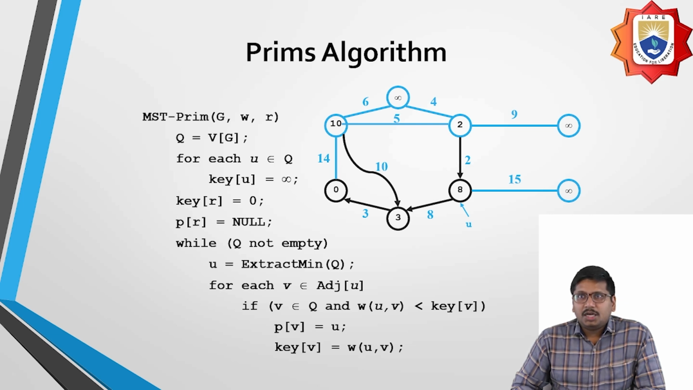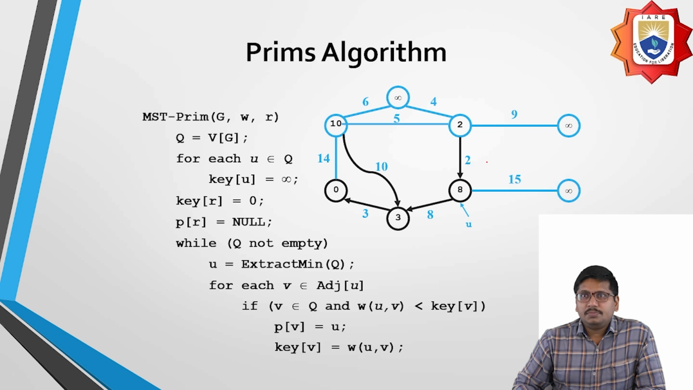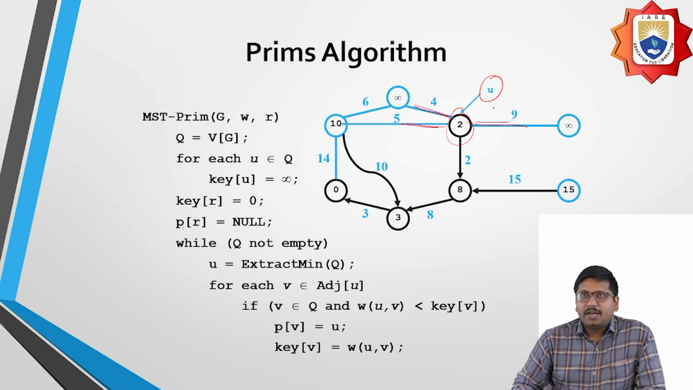So from 8, again I'm going to choose what is the next minimum, that should be 2 and 15. So among these 2 and 15, 2 is minimum, so 2 is going to be chosen, and I have to again move to 2 as the current vertex. From this again I have to choose the next minimum. So 2, 5, 9 is there. So 2, 4 and then 5.